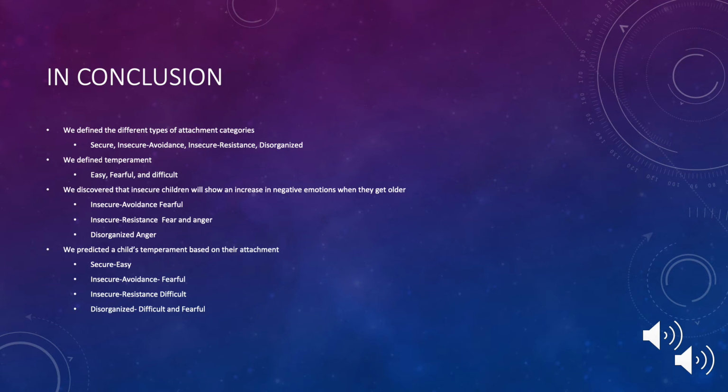And finally, we predicted a child's temperament based on their attachment. For secure, they will be easy. For insecure avoidant, they will be fearful. For insecure resistant, they will be difficult. And finally, for disorganized, they will be difficult and fearful.